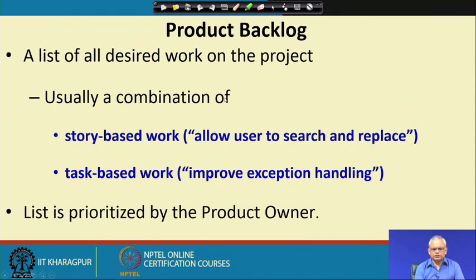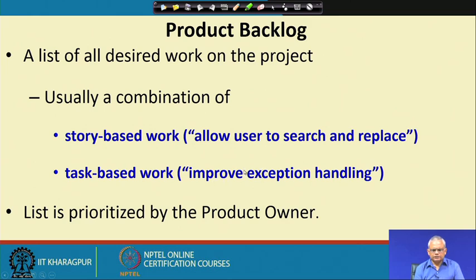The product backlog contains all the work that needs to be completed towards the development. There are two types of entries here, these are typically maintained in an Excel file. One is the story based, which are basically something like functional requirements, simpler form of functional requirements like allow the user to search and replace or allow the user to create new book entries and so on. But the other type of entry in the product backlog are task based. These are not really functional requirements, but small items that might have to be completed which have not yet been done. For example, improve the exception handling facilities or refine the graphical interface and so on.